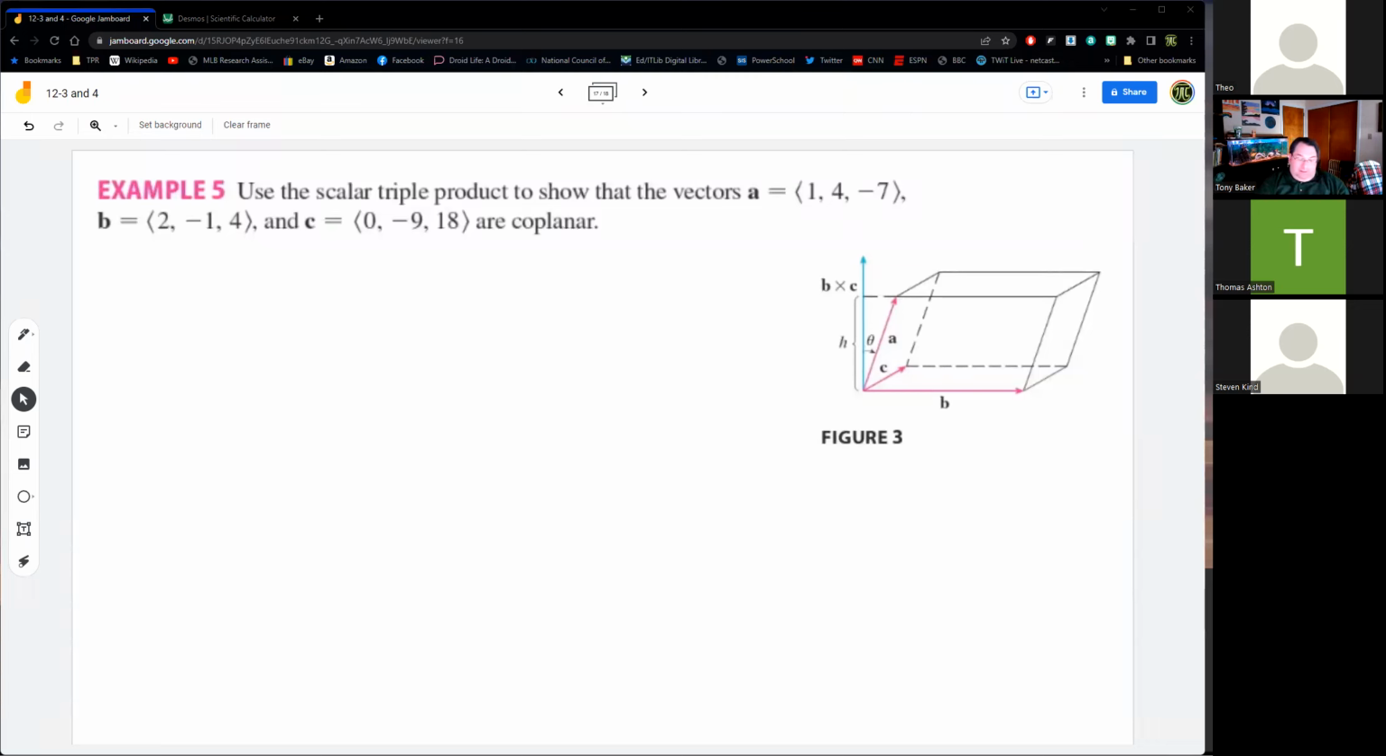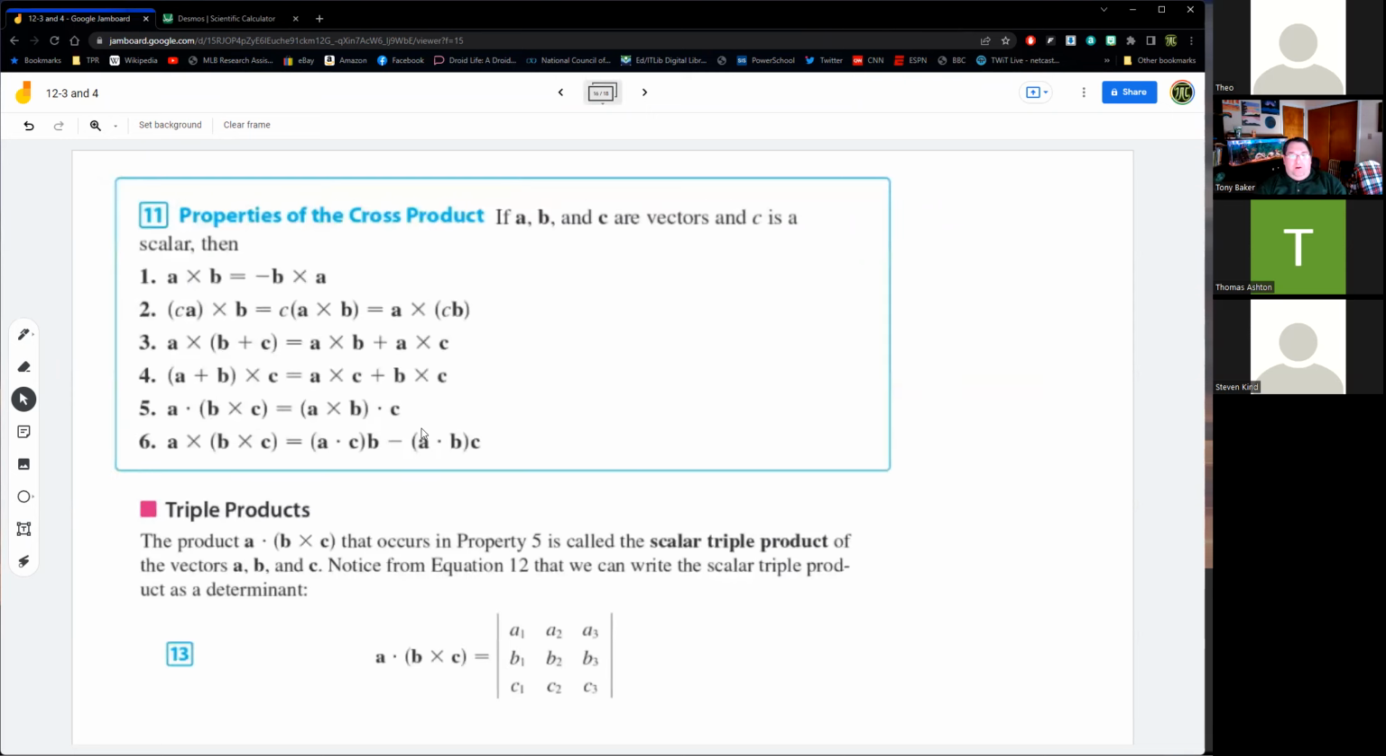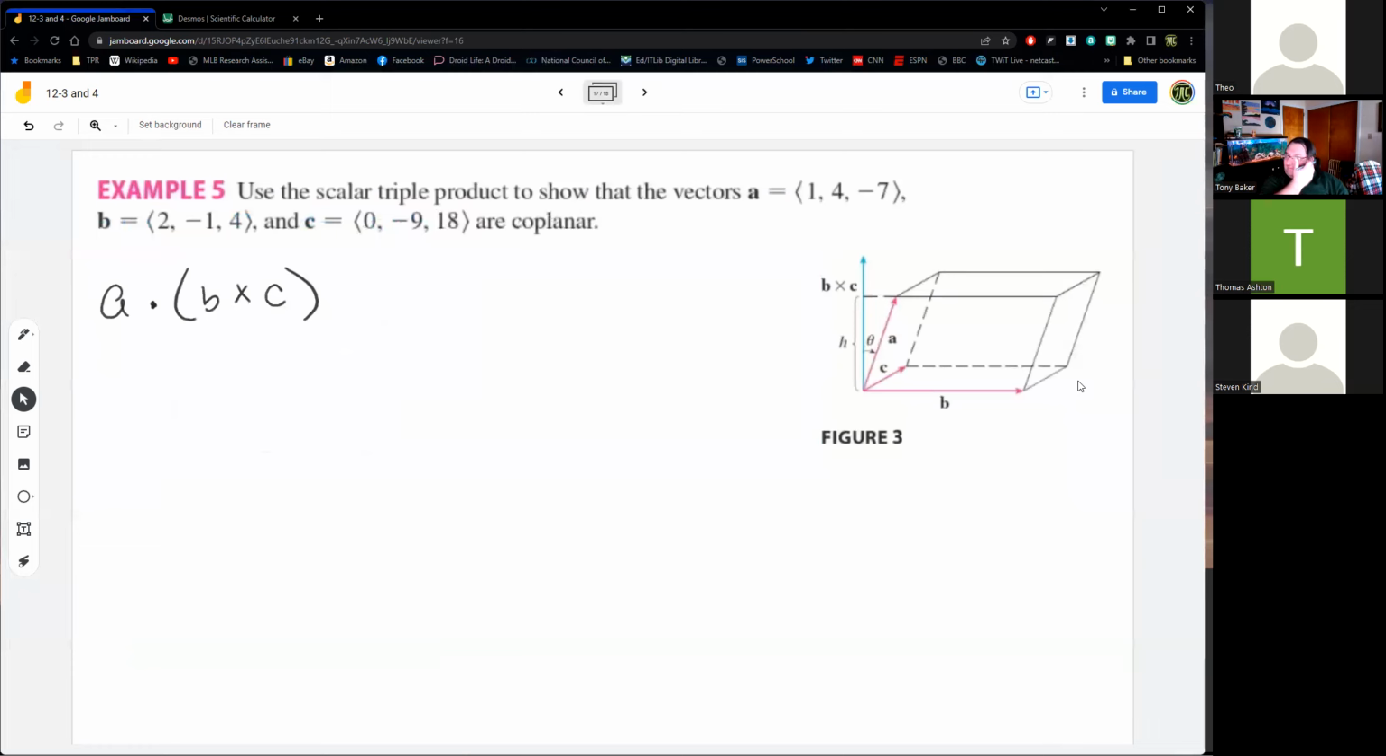So we've got A dot B cross C. Remember, it doesn't matter which one I do as the cross product and which one I do as the dot, it'll still come out to be the same answer. So it's just easier to write A dot B cross C. So when I set this up, I have the A, the B, and the C.